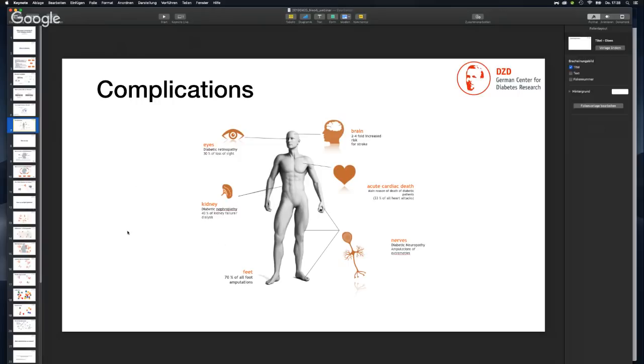And many people have problems with the kidney because there's so much sugar in the bloodstream that you can't clear it with your kidneys.